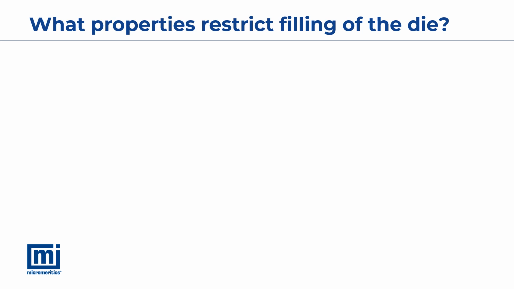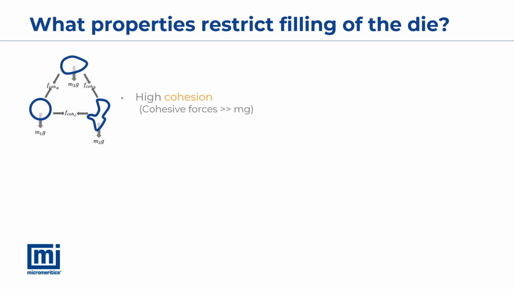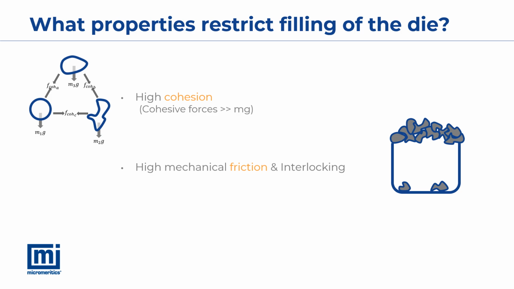There are a number of powder properties which can lead to poor die filling. Namely, these are high interparticle cohesion, which can lead to inconsistent flow into the die. Also, high levels of friction and mechanical interlocking between particles can cause cap-like structures to form, preventing the flow of powder into the die altogether, or trapping air, which leads to poor compression properties in the subsequent processing steps.